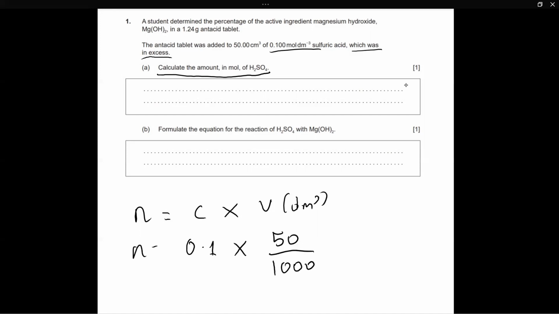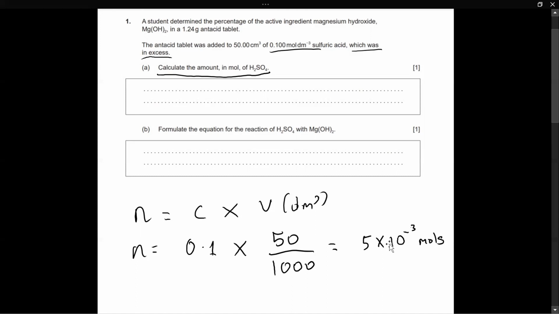And if you just put this into your calculator, because this is a paper 2 question, so you're allowed to use your calculator, you would get your answer as 5 times 10 to the negative 3 moles. That's it. That is all that you have to do for this question. That is your answer. Boom. There you go. 1 mark secured. Let's move on to the next part.